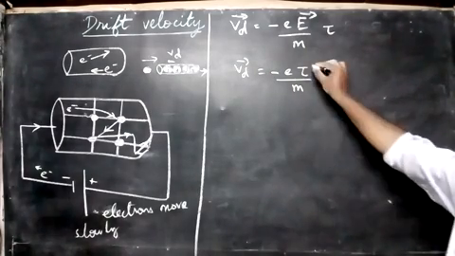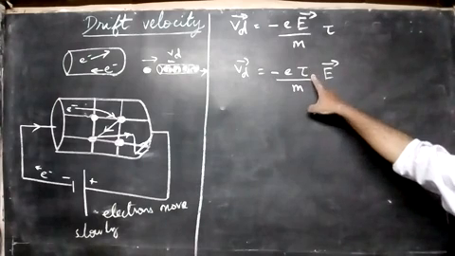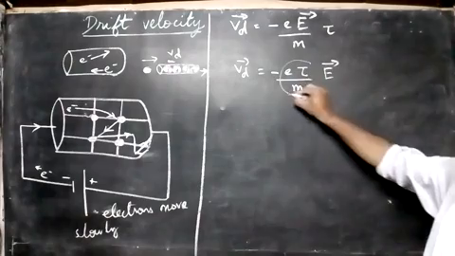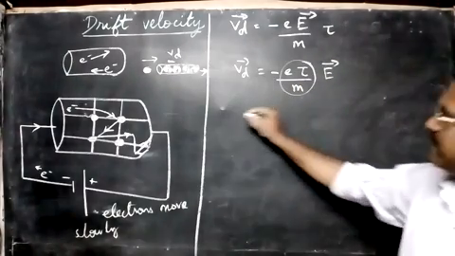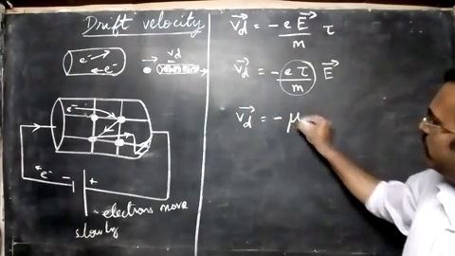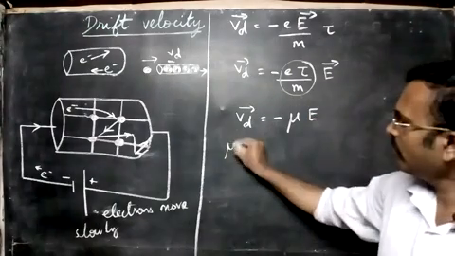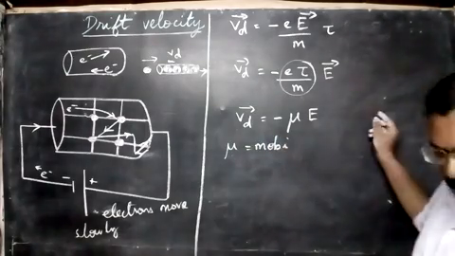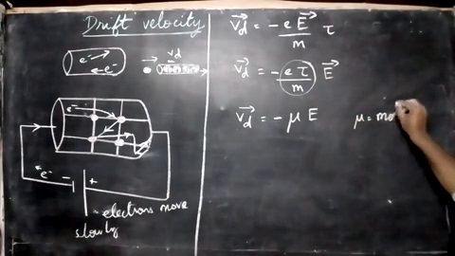Now this quantity, E into tau by M. E means charge of one electron. Tau is the mean free time. M stands for the mass of the electron. This quantity we say is mobility. We have a symbol for it. So VD is equal to minus mu into E. Here mu means mobility. I'll write this on this side. So mu means mobility.